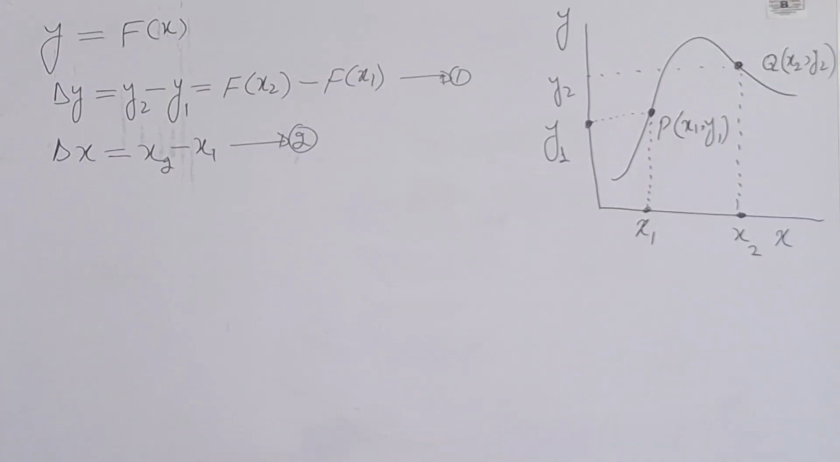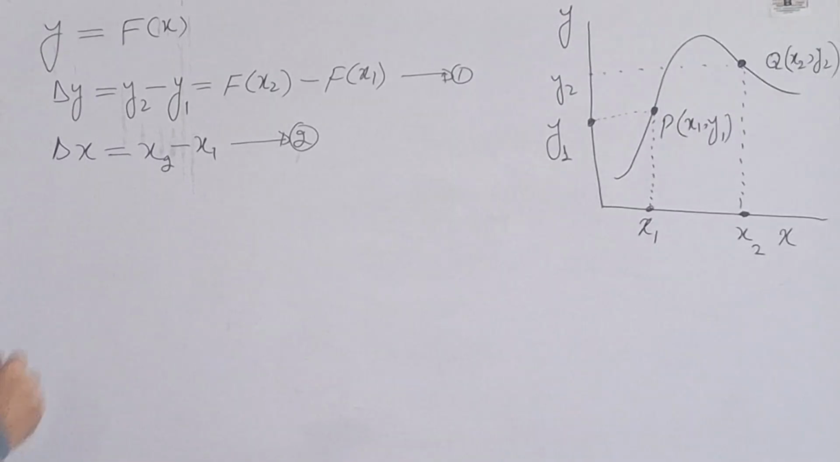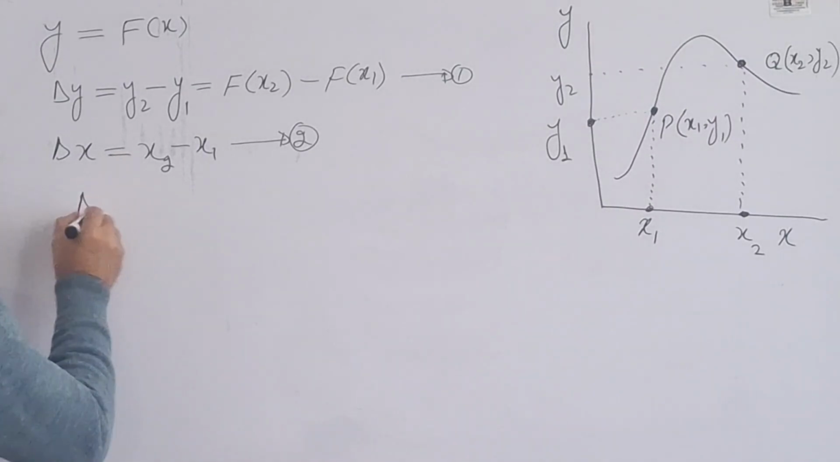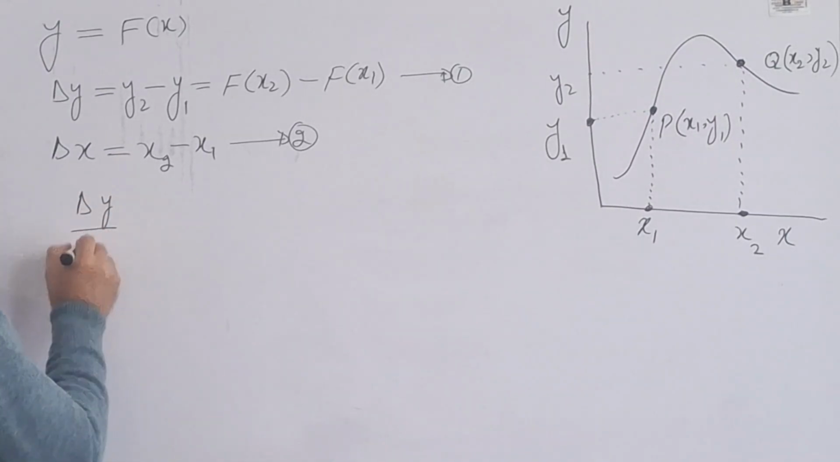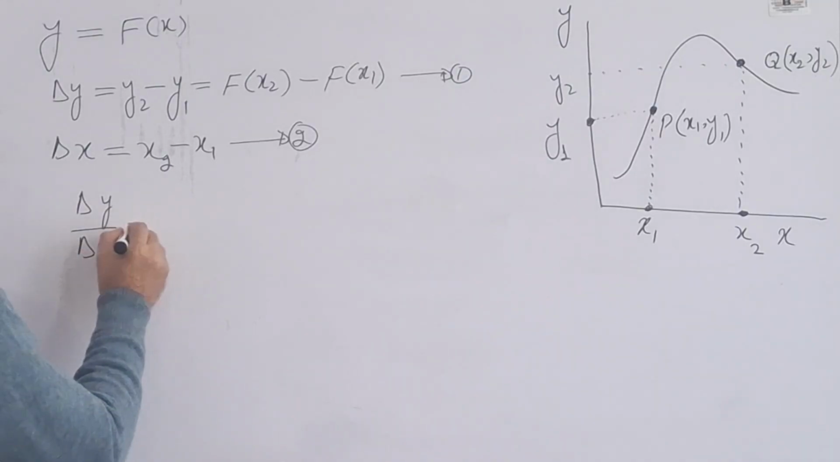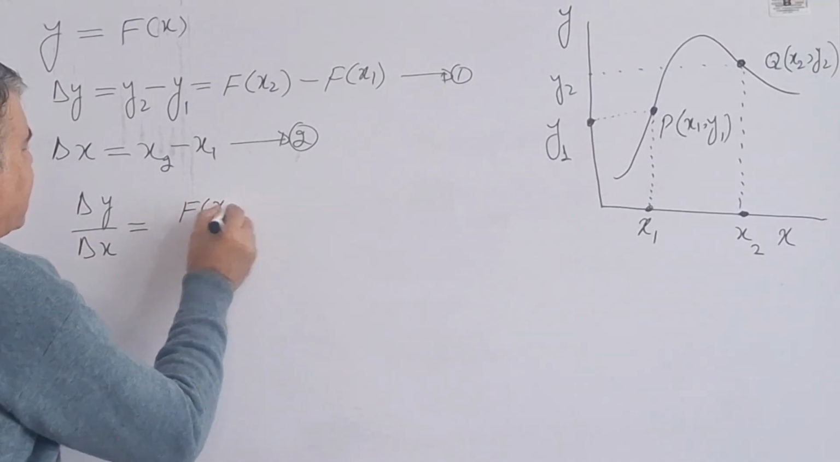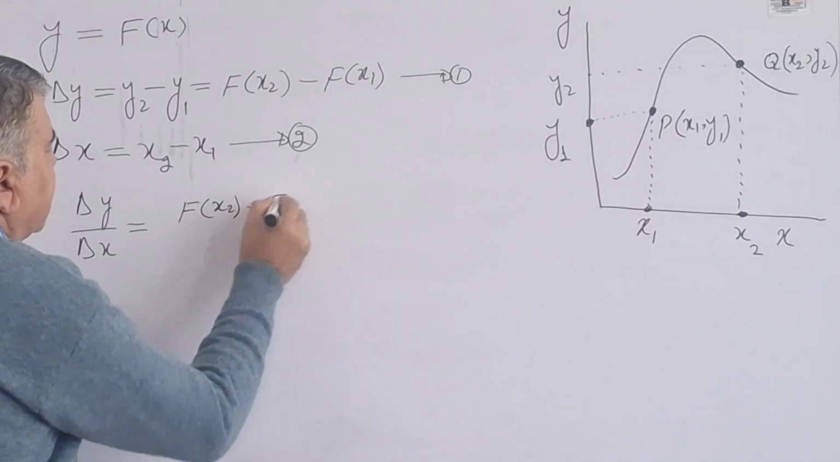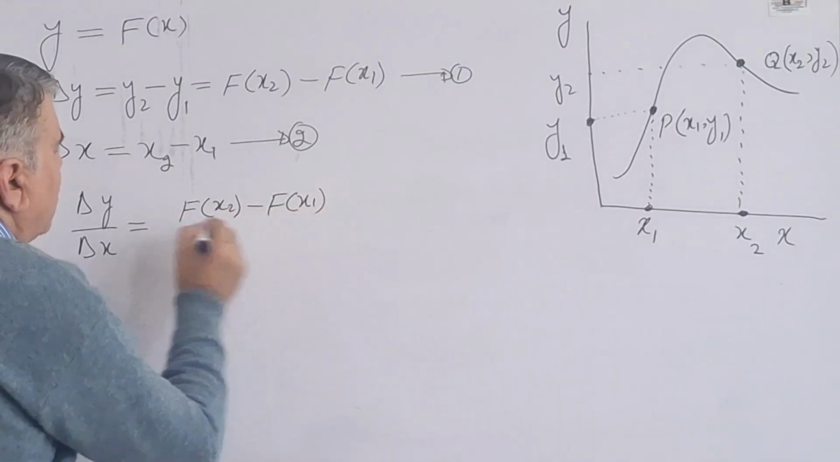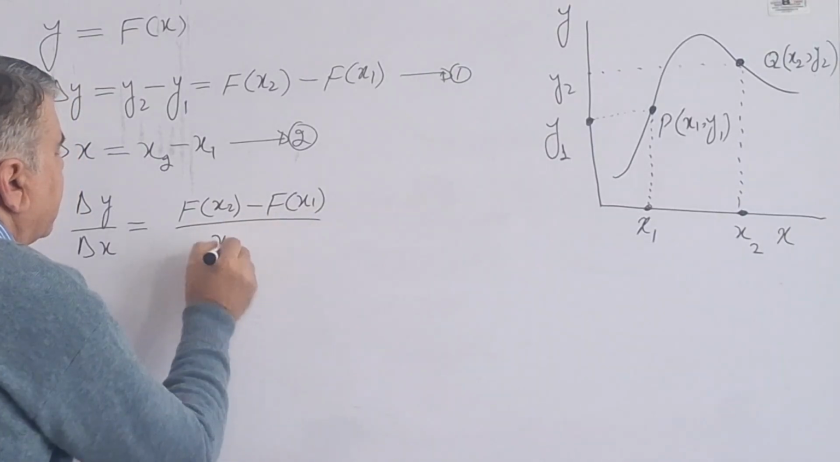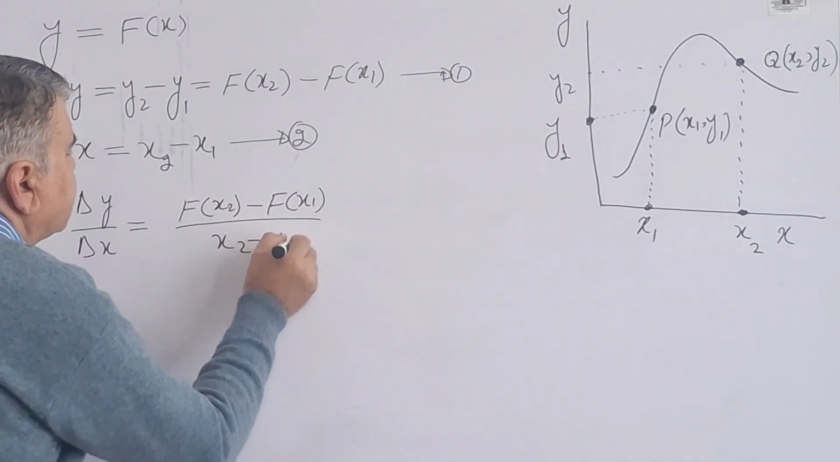Now, what if I divide equation 1 by equation 2? That is, what if I construct the ratio delta y over delta x? Then the right side of the equation just becomes f of x2 minus f of x1 divided by x2 minus x1.